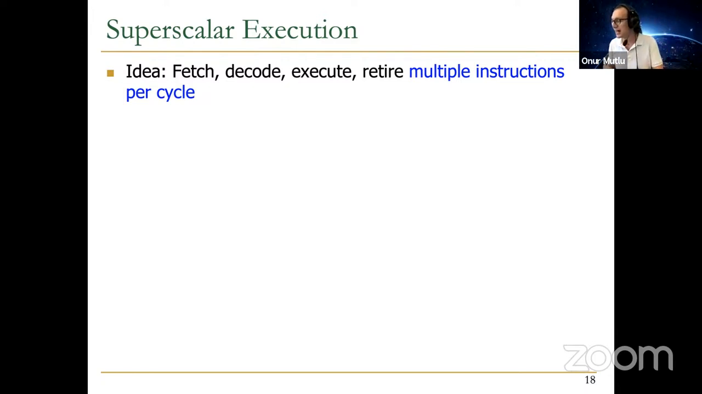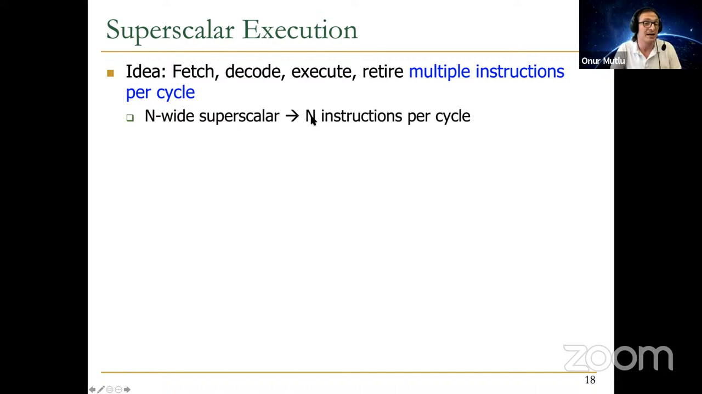This is called superscalar because fetching, decoding, executing, retiring one instruction per cycle is called scalar execution. You operate on a scalar value, if you will, if you stretch the analogy. Superscalar means multiple of these scalar instructions are executed concurrently. Okay, and this is still a von Neumann model concept, but conceptually, it could be applied to other models as well. So n-wide superscalar means, for example, you fetch, decode, execute, retire n instructions per cycle. Basically, your pipeline is not one instruction wide, but n instructions wide.